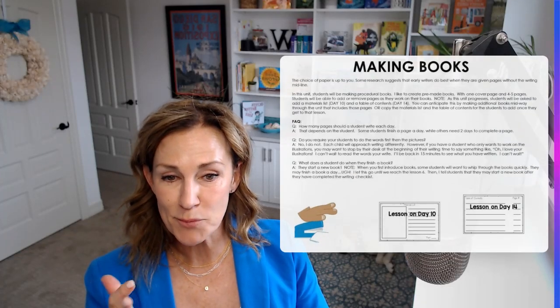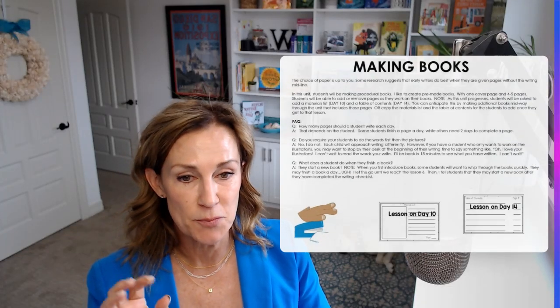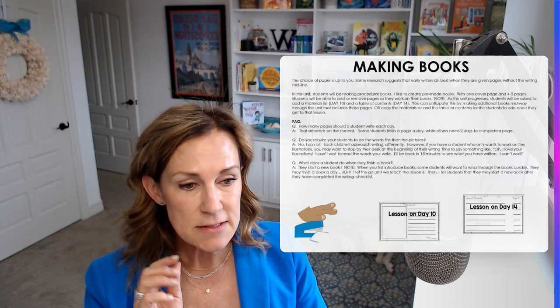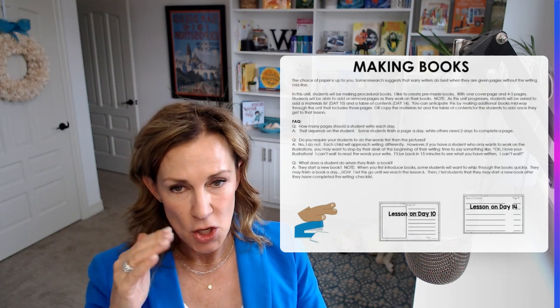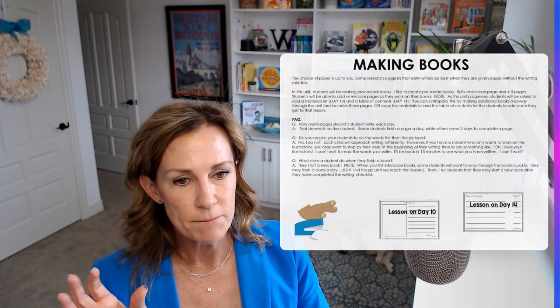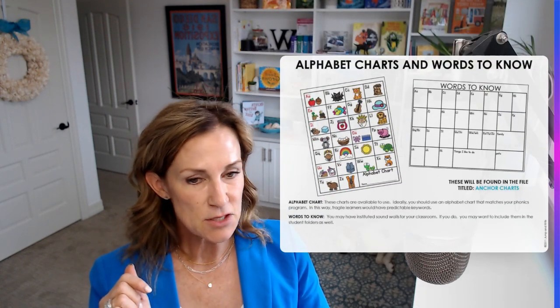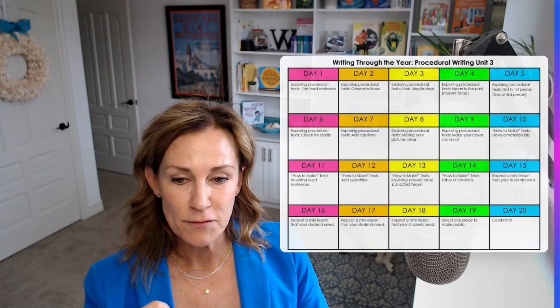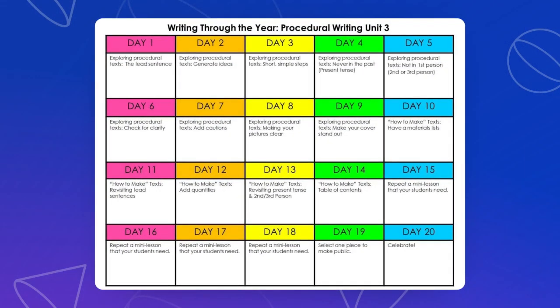Also, making books is going to look a little different for the procedure books because they're going to be a different size. But again, making books, you'll find a version of this page in the writing pages as well. That's also in there. Continuum, we talked about that. Here's the overview for the month. So here is an idea of what that procedural text is going to look like.